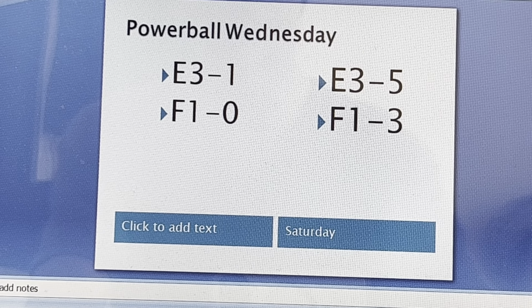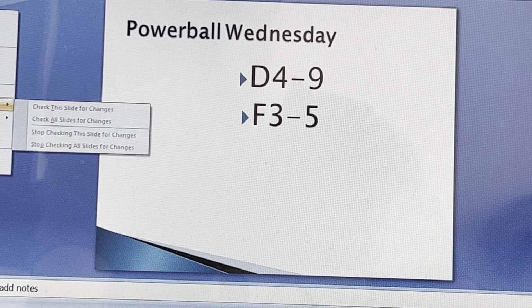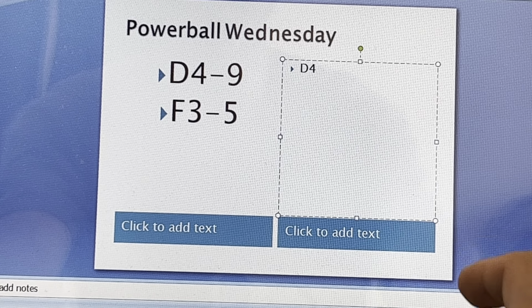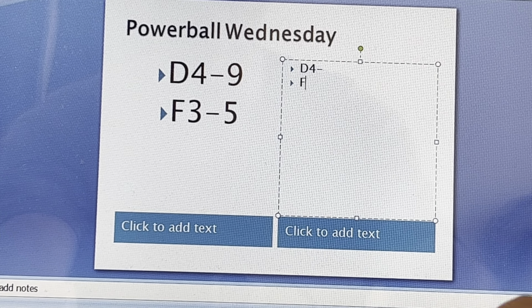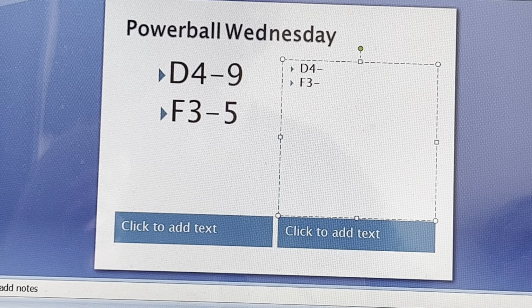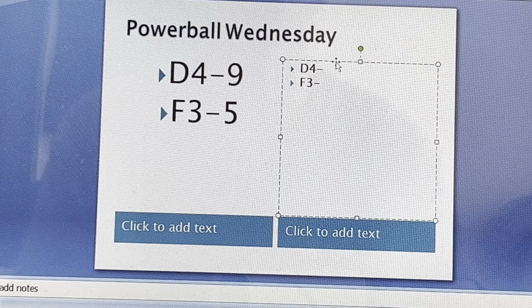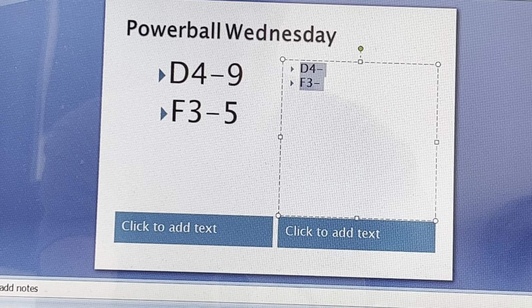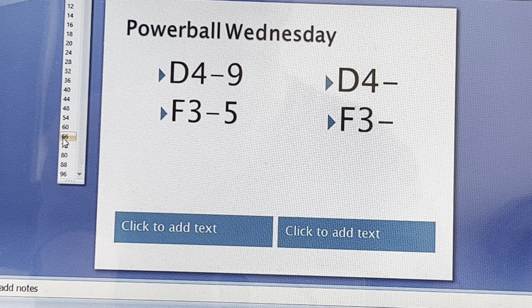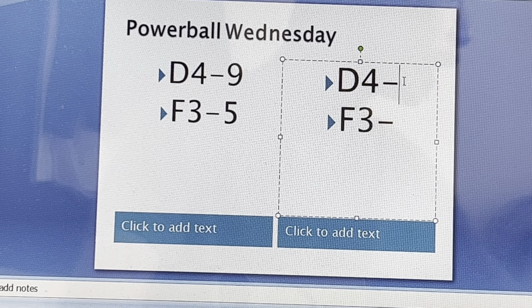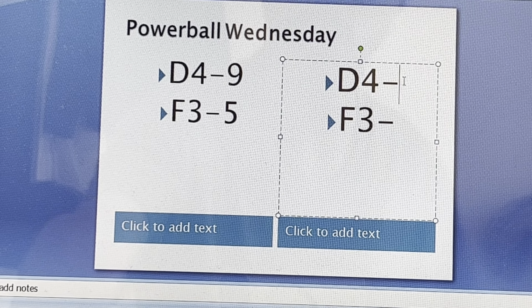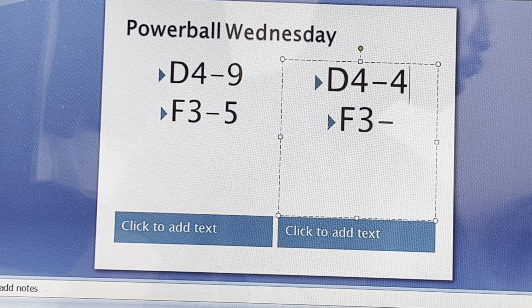So we're almost there. Again, the last two chords out there, D4 and F3. For the D4, I correct myself, which is 4, and F3, which is also 4.